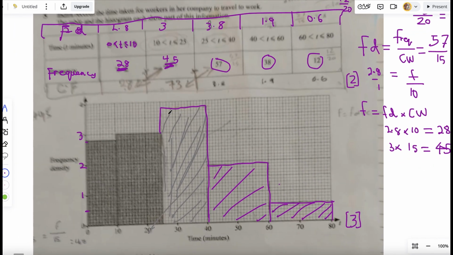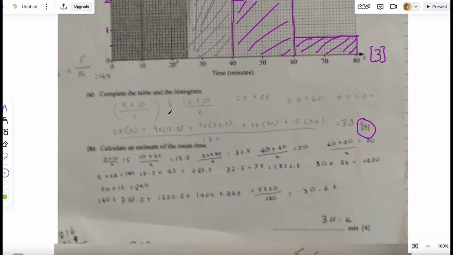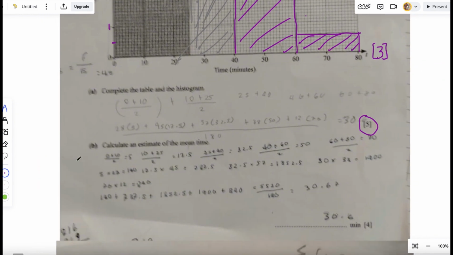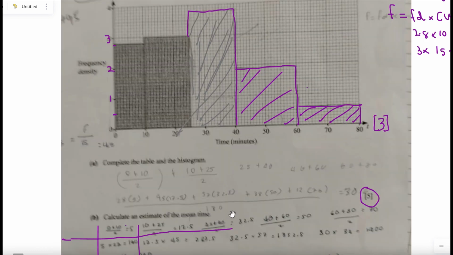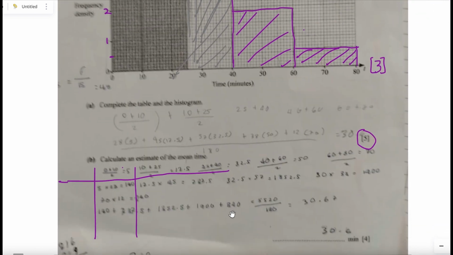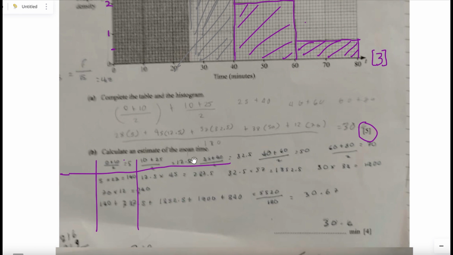Let's make our own table, since we've made a lot of rough work here already. You have the group data, and then you have the mid value, you have the frequency, and you have the f of x. Let's wait, it's laggy. We'll give it a few seconds.